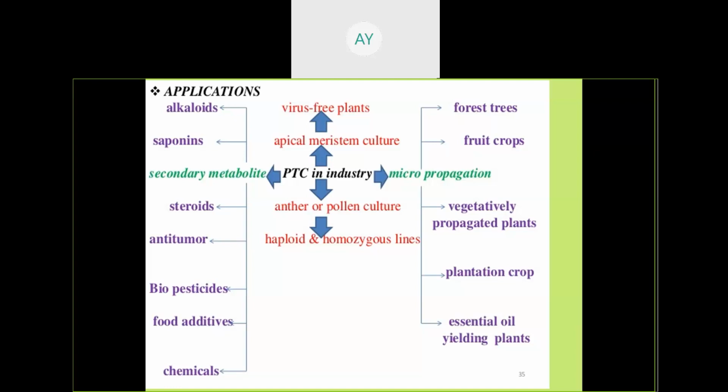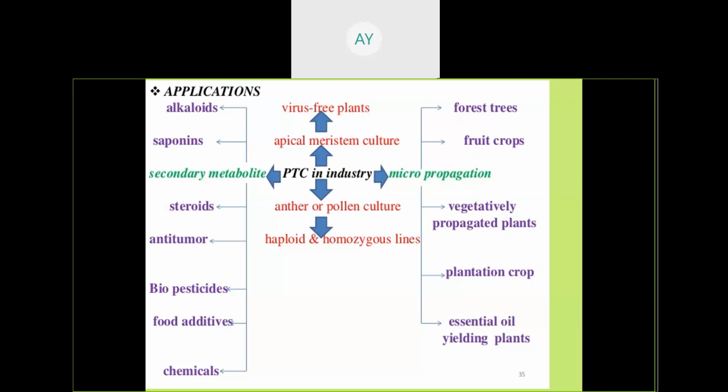But if we are growing the plant through the reproductive pathway, there may be a chance of the presence of virus in the growing plants. So generally we prefer the plant produced by plant tissue culture. And why do we prefer it? Because it is a virus free plant and we get a large number of those plants within a very short period of time.